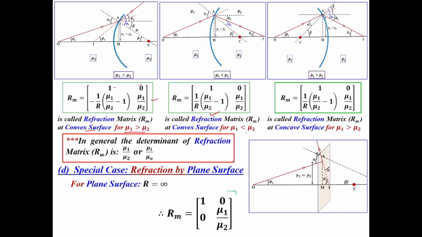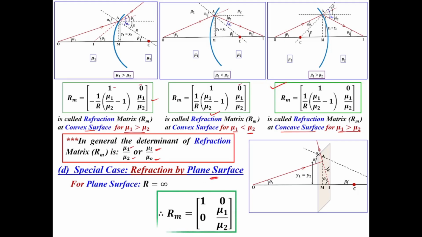Here, in this case, mu1 is less than mu2, with refraction at a convex surface, and we found the refraction matrix is 1, 0, 1 by r, mu1 by mu2 minus 1, mu1 by mu2. Through a concave surface when mu1 is greater than mu2, this is the refraction matrix. In general, instead of mu1 by mu2, it can be written as mu I by mu O. I for input, O for output.